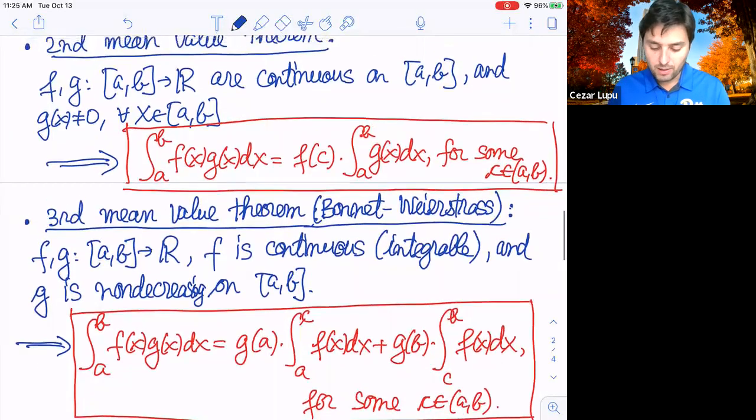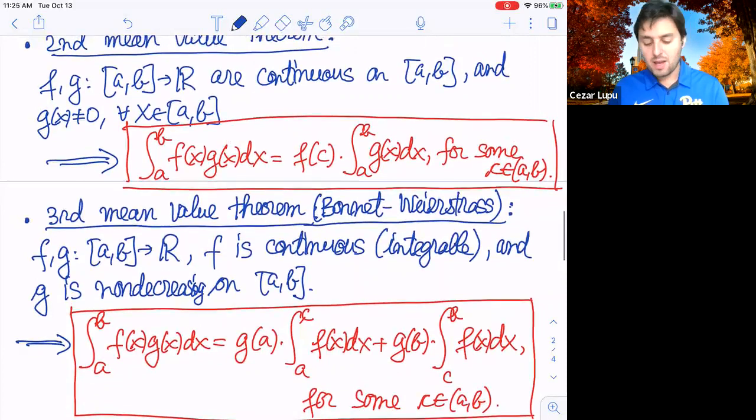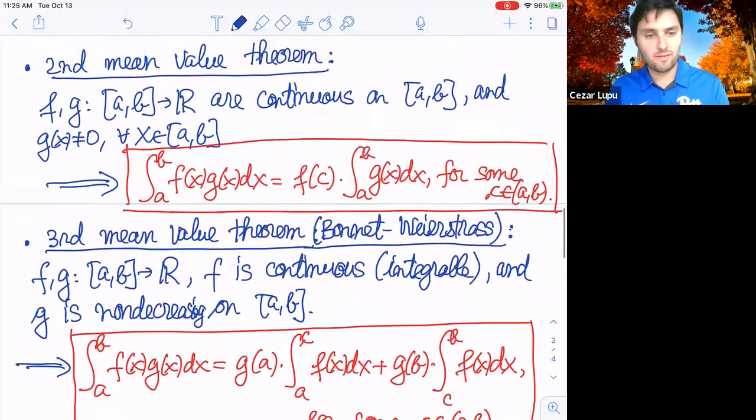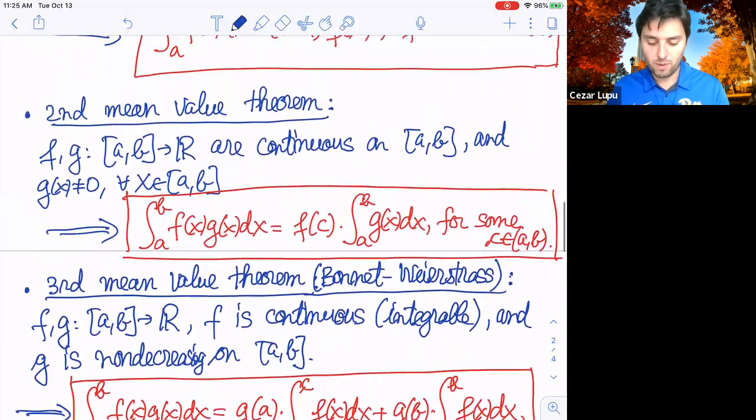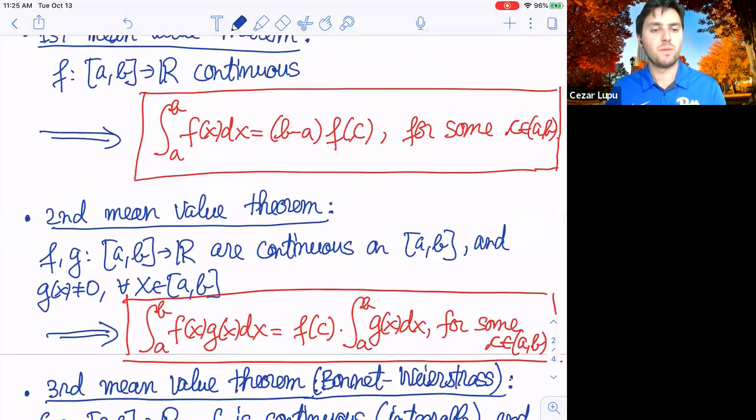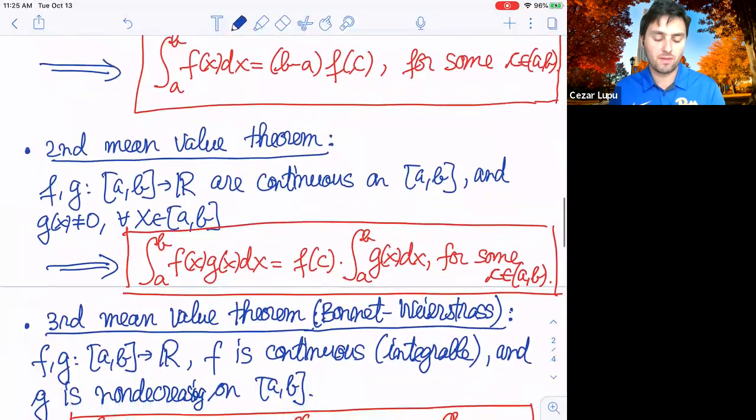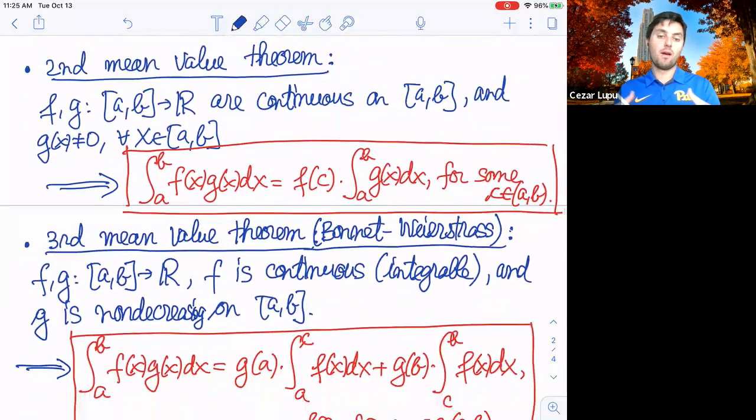All right, so I would like you to look at these two theorems. I classify them in this way, but sometimes people want to say that the second mean value theorem is actually the first mean value theorem, and the third mean value theorem is nothing else than just the second mean value theorem, or Bonnet-Weierstrass mean value theorem.